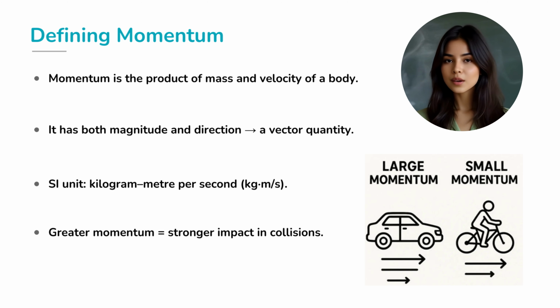Momentum is a vector, which means it has both size and direction. That's why a moving car has much larger momentum than a cycle, even if both move at the same speed. Momentum measures how difficult it is to stop an object.